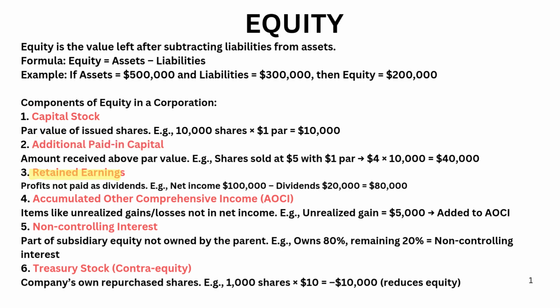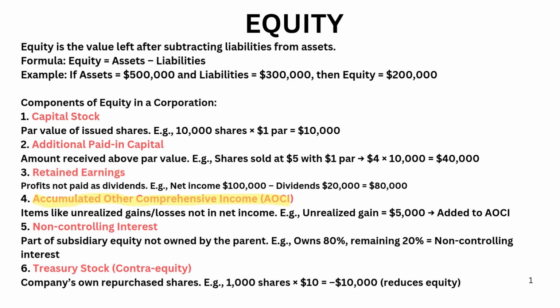3. Retained earnings. This is the profit the company keeps instead of paying as dividends. Example: the company earns $100,000 this year and pays $20,000 in dividends. What's left, $80,000, goes into retained earnings. This shows how much the company has reinvested over time.